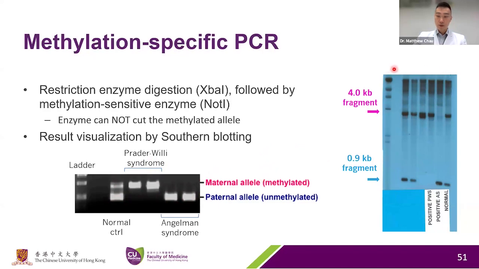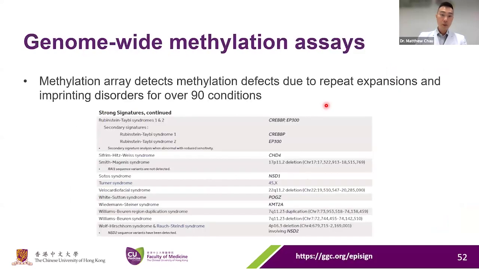And this is just the X-ray film showing the two fragment sizes. There are also other genome-wide methylation assays. For example, EpiSign. This is a methylation array-based method which can detect methylation defects of over 90 conditions. And these are some of the examples of genetic conditions that have a specific epigenetic signature that can be recognized. Here showing Rubinstein-Taybi, Smith-Magenis syndrome, Sotos, Turner, and more. So there's about 90 syndromes that this array can pick up.